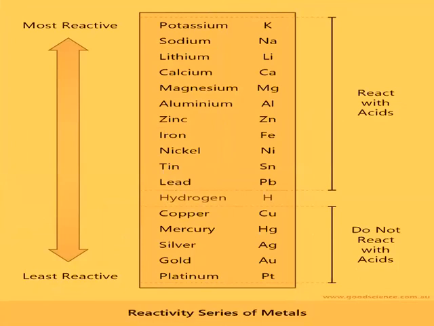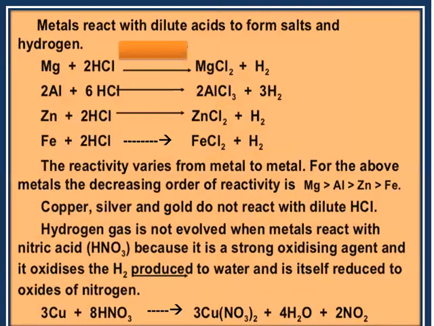The metals which are at the top of the reactivity series will react violently with the acids, whereas the metals which are below hydrogen do not react with acids and therefore are considered the least reactive metals. The reactivity varies from metal to metal. Copper, silver, gold do not react with dilute acid.